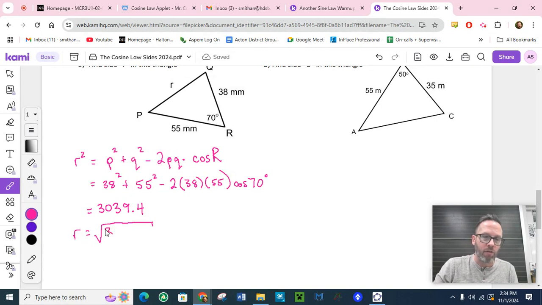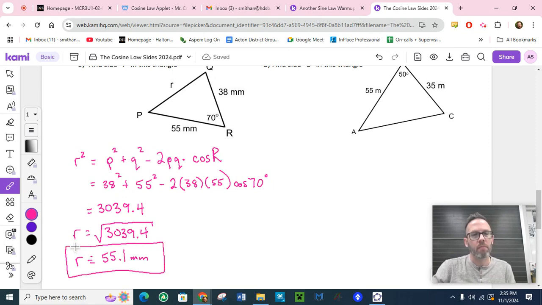Now I'll show this extra step. In practice, you can just go right to r. But yeah, now we just square root it. And it's about 55.1, and in this case, millimeters. It's a bit of a mouthful, the cosine law, but on the other hand, there's no rearranging. It's just calculator work. That's kind of nice too.